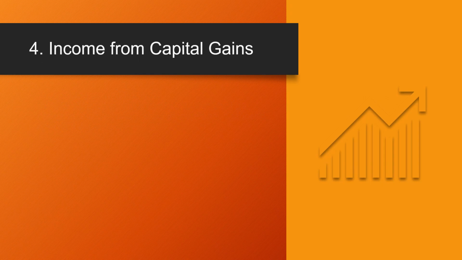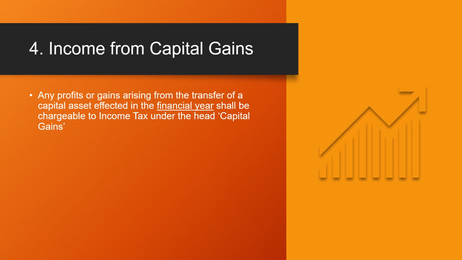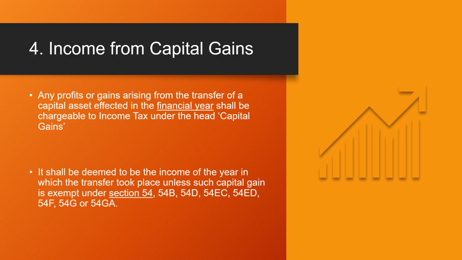The fourth head of income is income from capital gains. Any profits or gains arising from the transfer of a capital asset shall be deemed to be the income of the financial year in which the transfer took place. Some capital gains are also exempted, and these exemptions are provided under Section 54, 54B, 54D, etc.